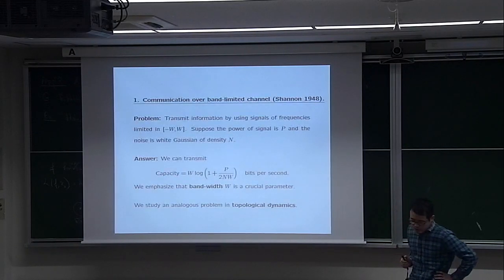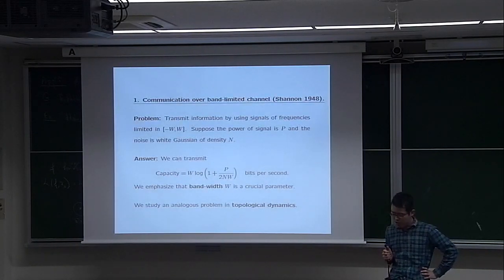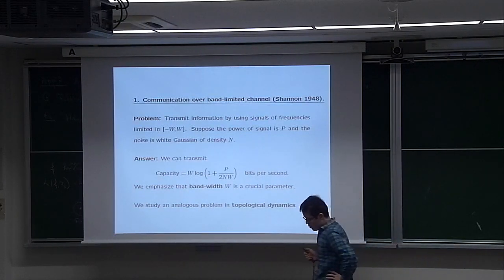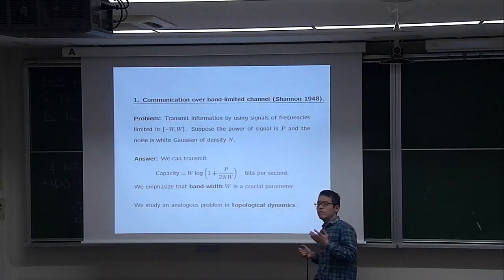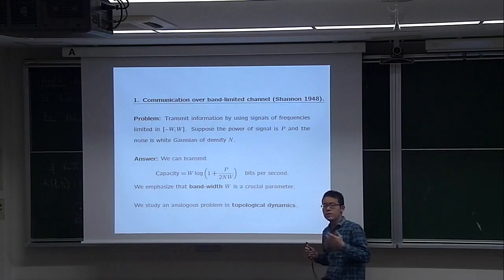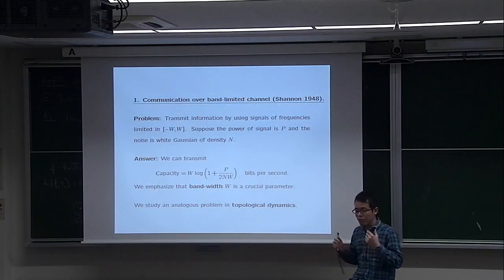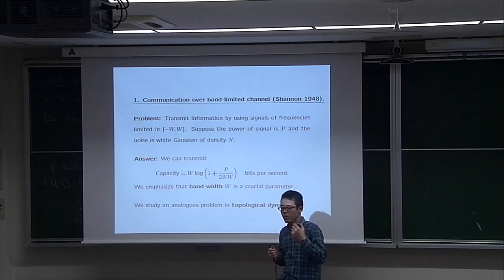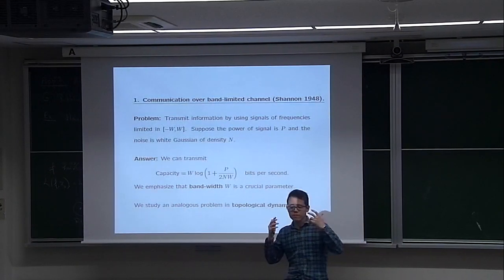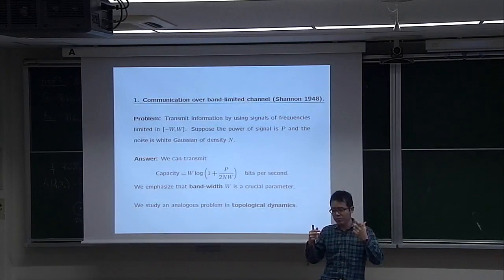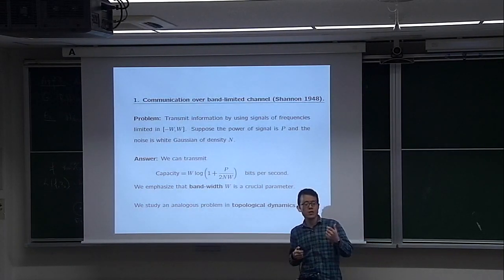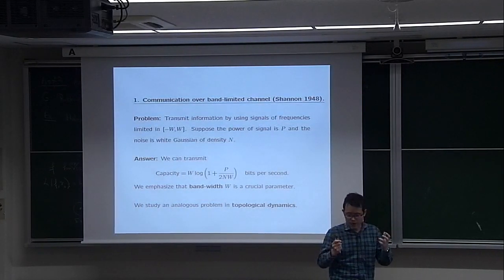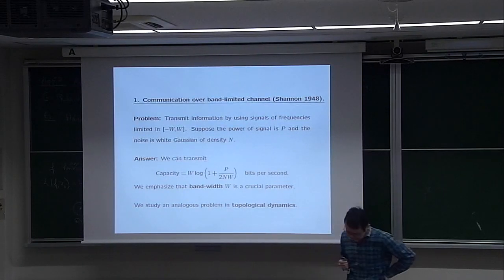Okay, so today I first start from Shannon's fundamental work. Shannon studies the following problem. We would like to transmit information by using signals whose frequency is limited between plus minus W, for example, a telephone signal. And suppose the signal has a power P, and of course every communication has some noise. So suppose the noise is Gaussian and density N. And Shannon wants to clarify how much information we can send.